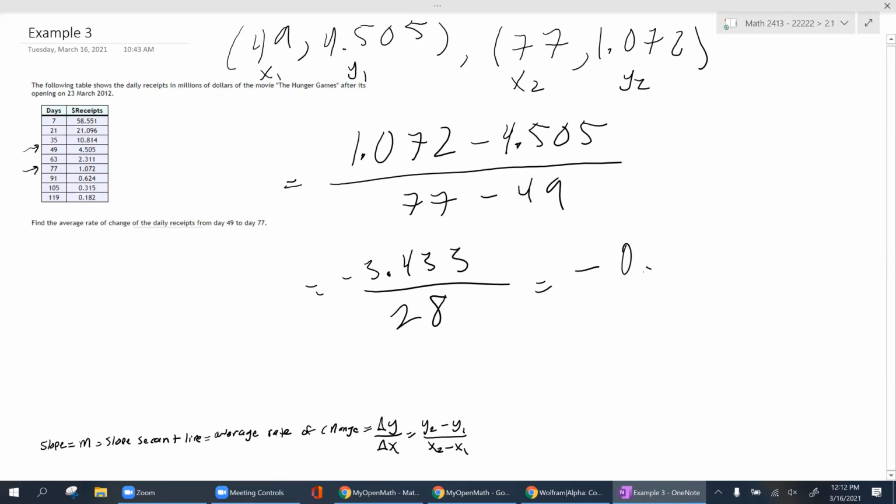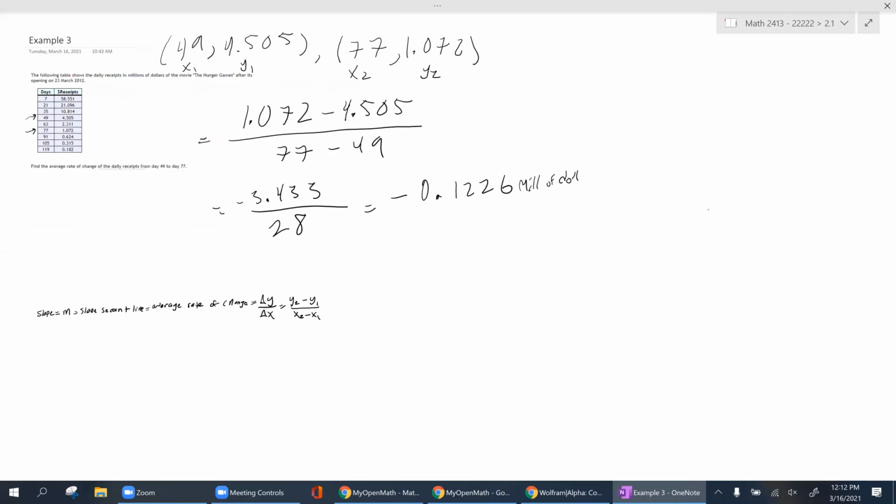So 0.1226. Okay. And since we want our units, the units on the top were millions of dollars, per, the one on the bottom was per day. So this is, in other words, millions of dollars for every 1 day. We said our units are important.